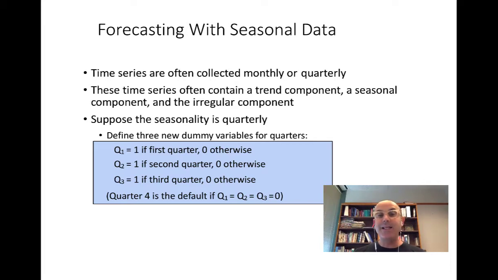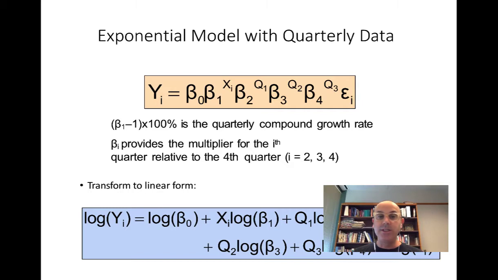So suppose the seasonality is quarterly, you need to define new dummy variables for the quarters in order to make sure that when you use seasonal data, you will not make a mistake. You will define Quarter 1 as 1 if it is the first quarter, 0 otherwise; Quarter 2 is 1 if second quarter, 0 otherwise; and the same goes for Quarter 3. Then the base case is Quarter 1 equals Quarter 2 equals Quarter 3 equals 0.